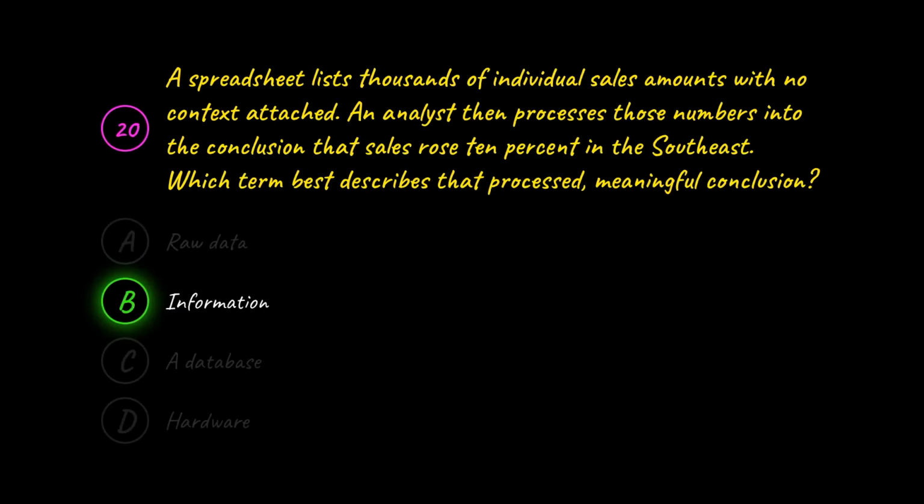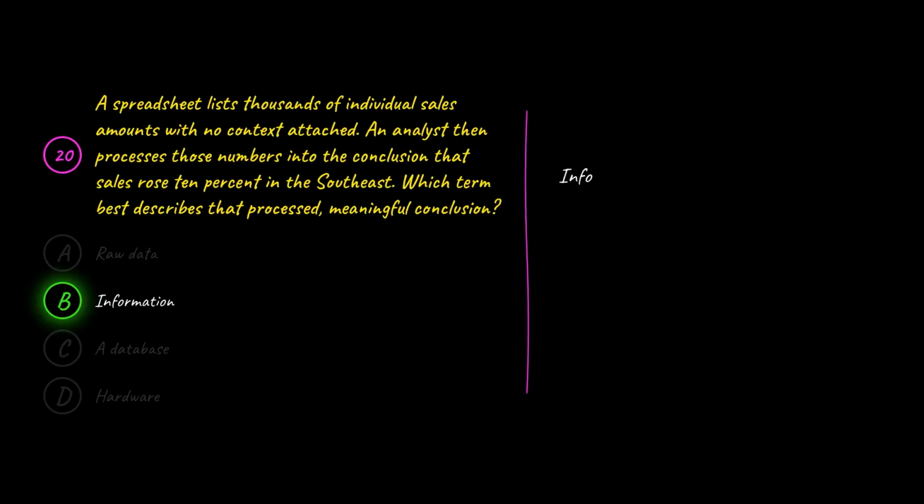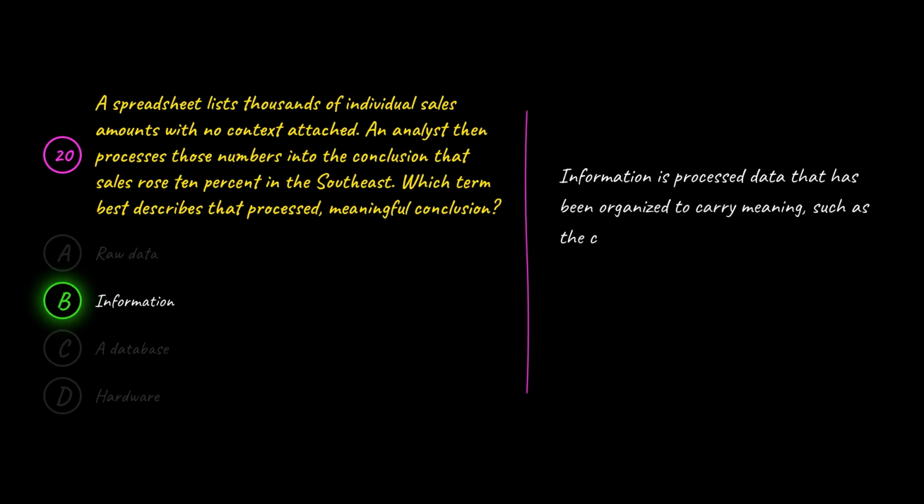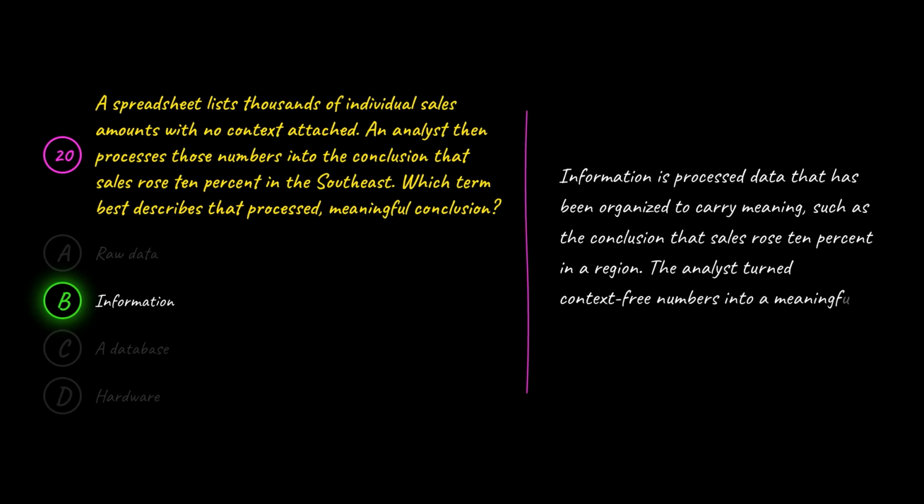The correct answer is B. Information. B is correct because information is processed data that has been organized to carry meaning, such as the conclusion that sales rose 10% in a region. The analyst turned context-free numbers into a meaningful finding, which is information.